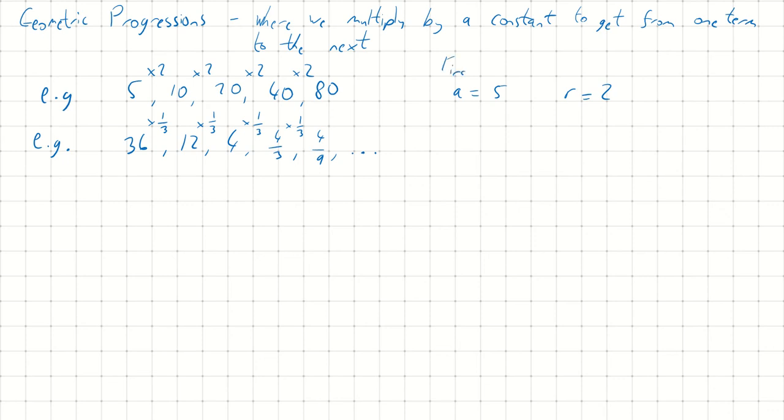First term and common ratio. And in our second example, the first term a is 36, and our common ratio, because each time we're multiplying by a third, we have r is equal to 1/3.